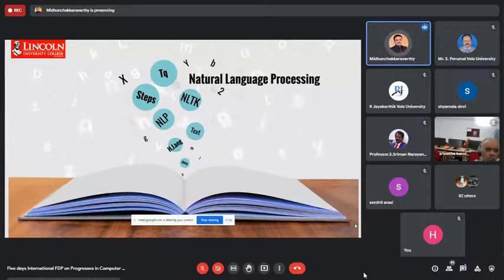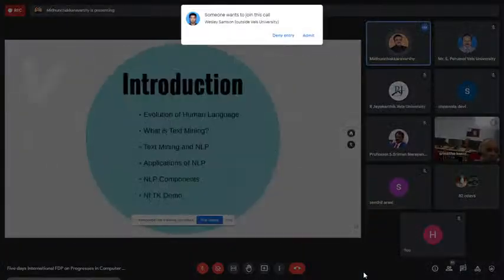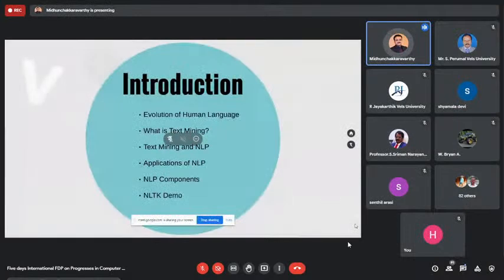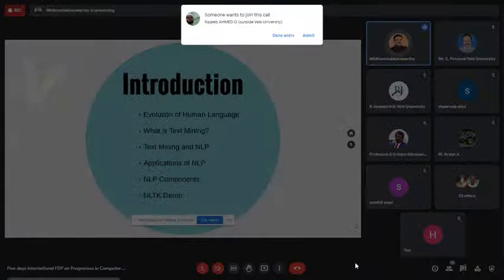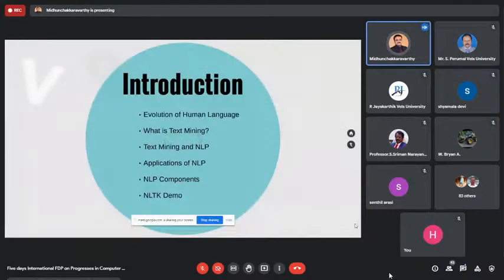So let me get into the slides. This is the introduction. I'm going to start with the evolution of human language, and give a brief on what text mining is. Then we will discuss how text mining and NLP are related, and why NLP comes under text mining. I will show you the applications of NLP, and then we will get more technical with the natural language processing components. Then I will show you the NLTK package, which comes with Python, and a demo of how to implement it.